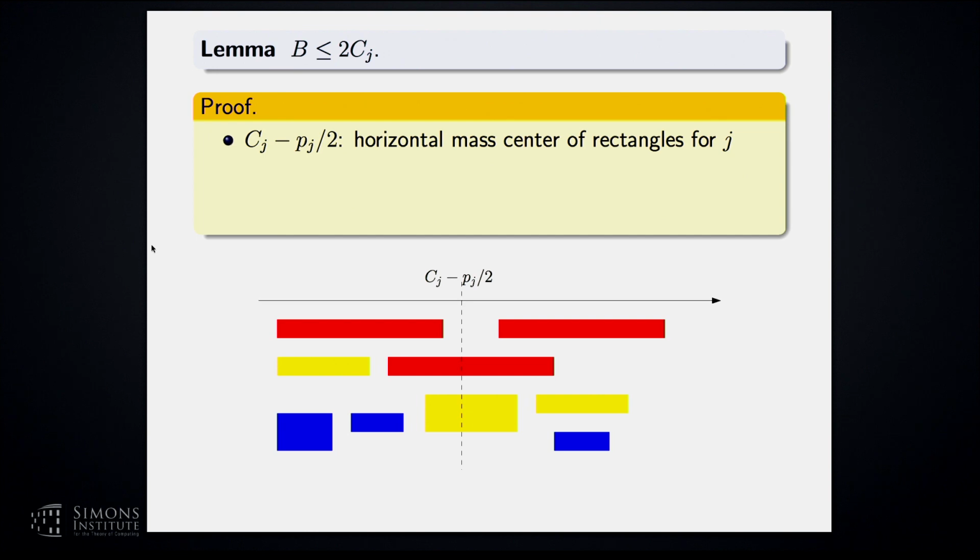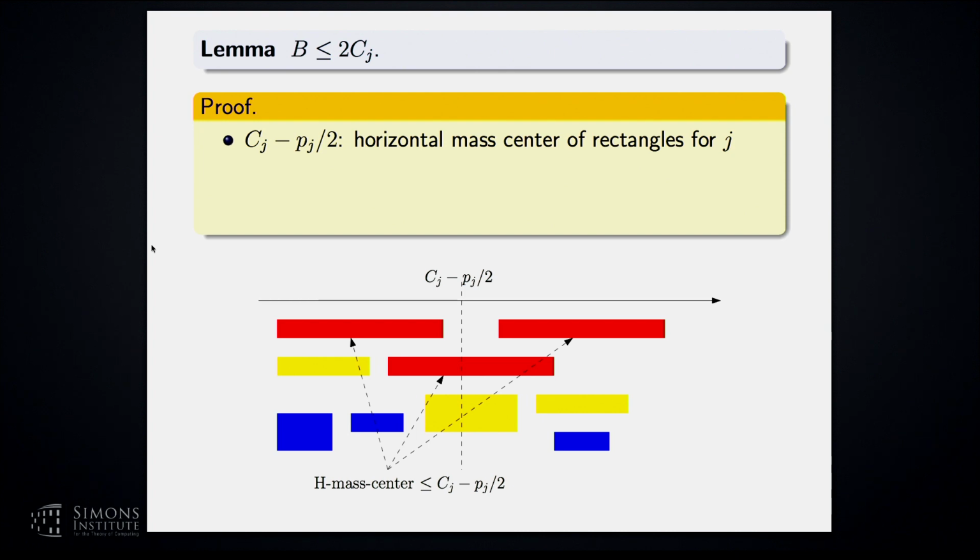So what's Cj minus Pj over 2? It's the horizontal coordinate of the mass center of rectangles for J. Cj is the completion time, Cj minus Pj is the starting time, and Cj minus Pj over 2 is the center. Consider all jobs scheduled before J. Those jobs should have center of mass before this Cj minus Pj over 2. So if we consider all those rectangles, the horizontal mass center should be before Cj minus Pj over 2.